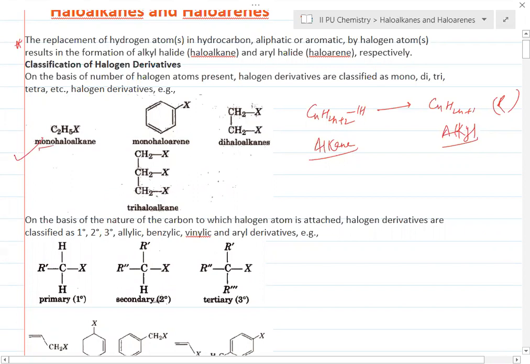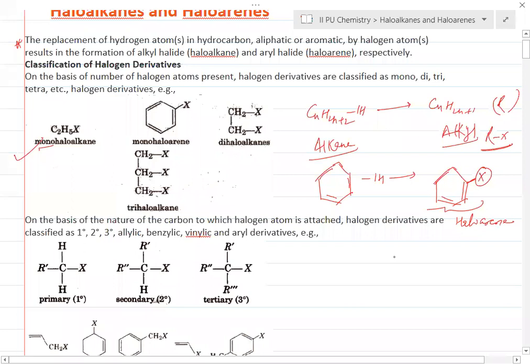Similarly, if you see benzene, with alternate double bond, single bond, double bond, single bond, double bond, and one hydrogen is lost, it becomes an aryl group. Here one free valency is there, which means X can come and attach. Similarly, where R is there, X can come and attach. So this is called haloalkanes, and this is called haloarenes.